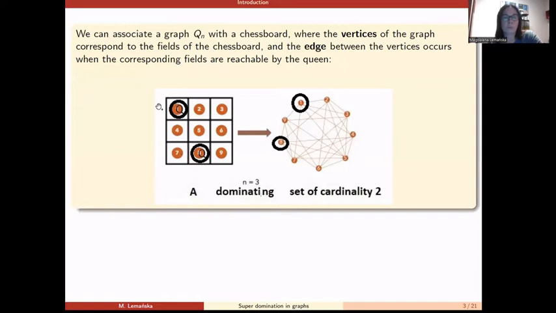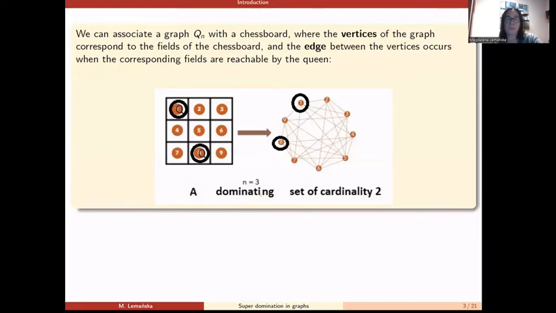Here we put a queen in this first small square, and another queen in the square numbered 8. We can easily see that these 2 queens dominate this small chessboard. This means that these 2 black vertices in the corresponding graph also dominate the whole graph, in the sense that every vertex in this graph is either a black vertex or has a neighbor in this set of black vertices. So here we have a dominating set of cardinality 2.